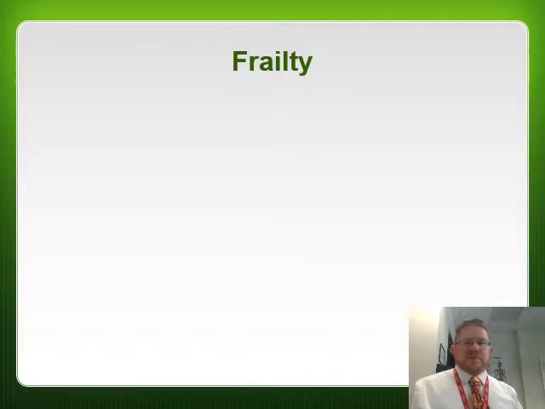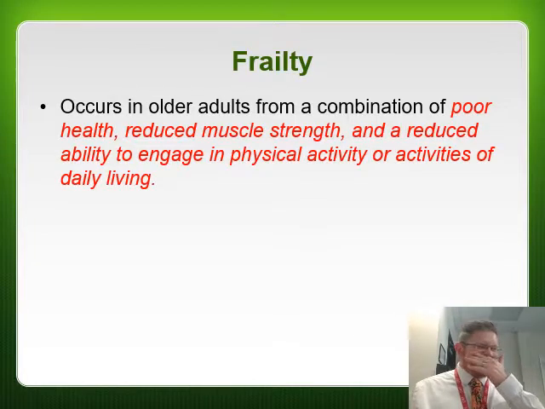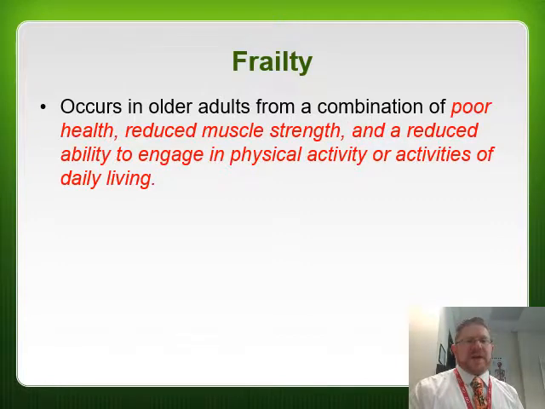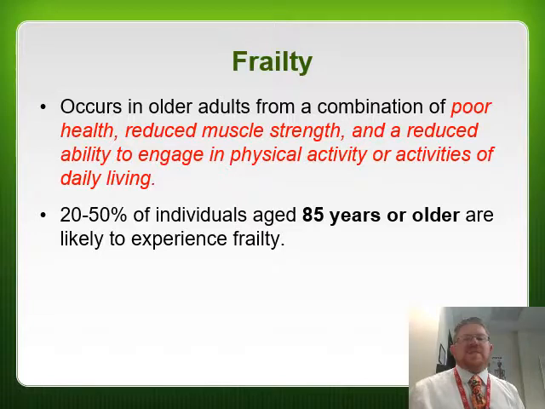Frailty, which I believe is a movie title, but we're not talking about that. That occurs in older adults, and it's from a combination of things. Just poor general health, muscle strength is affected by that, reduced ability to engage in physical activity, or your ADLs, your activities of daily living. That's what frailty is: not being able to do very much, being weak, and it might be because of poor health. 20 to 50% of individuals aged 85 or older are likely to experience frailty.